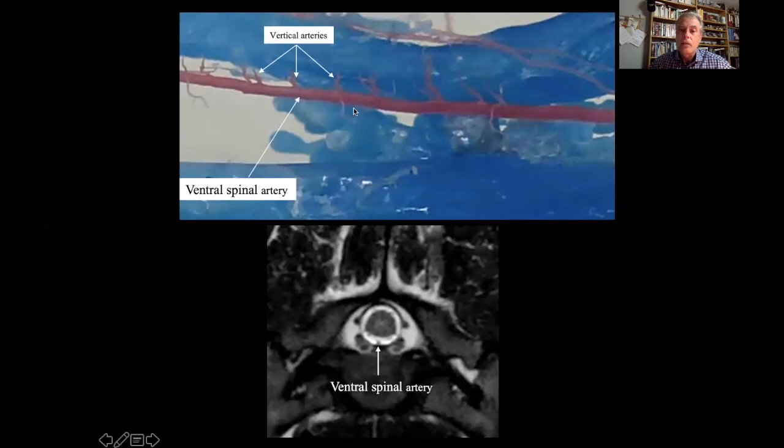This is a corrosion cast where this in blue is the plexus venosus vertebralis internus ventralis, and this is the ventral spinal artery. And as you see, segmentally, the vertical arteries branch off from the ventral spinal artery. And remember, the ventral spinal artery is located ventrally to the spinal cord in the subarachnoid space.